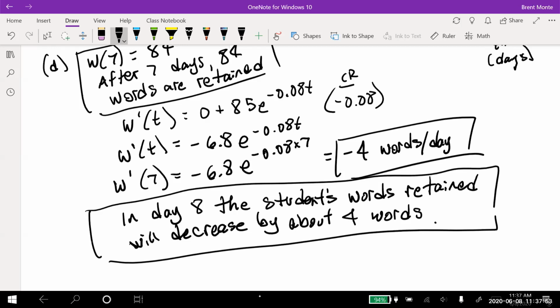And remember, it's just talking about the next day, because if I did W prime, here I'll just plug one in real quick. If I did W prime of 20, I get negative 1.4, so about negative 1. So in day 20 to 21, in day 21, they'll forget about one more word. So we have to be specific about what day we're talking about. But anyway, there's some applications of that. We're going to see more applications of these a little bit later.